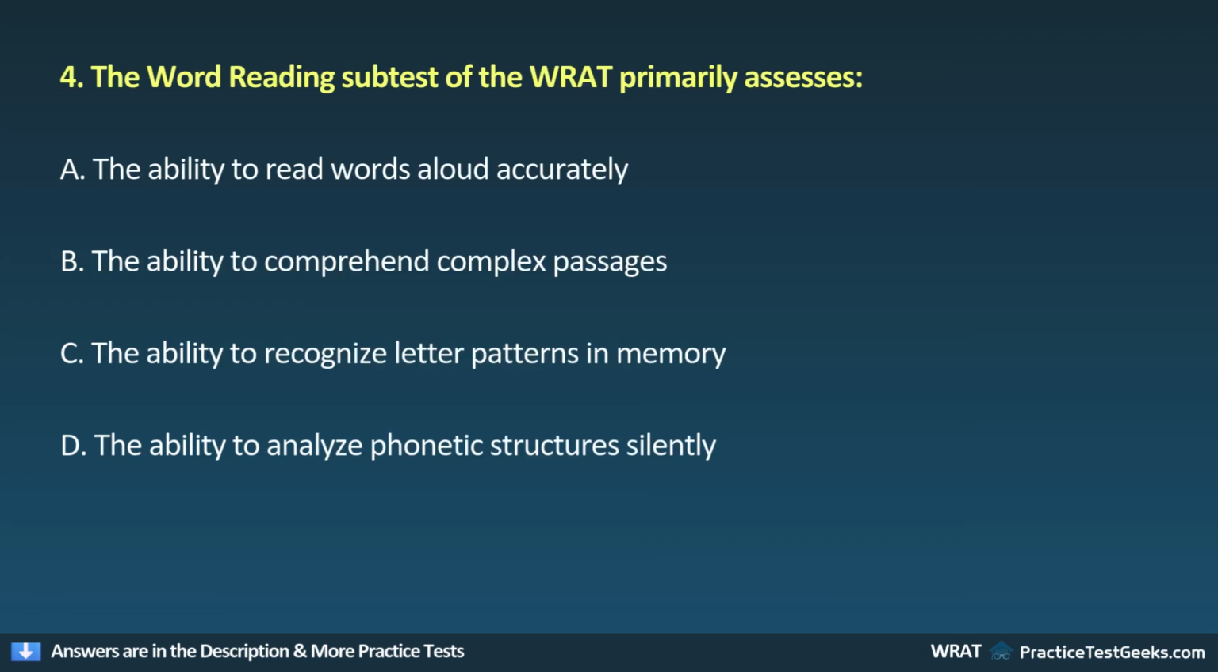4. The word reading subtest of the WRAT primarily assesses: A. The ability to read words aloud accurately. B. The ability to comprehend complex passages. C. The ability to recognize letter patterns in memory. D. The ability to analyze phonetic structures silently.